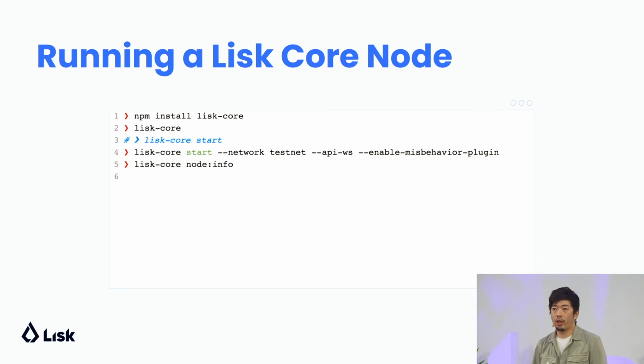If you want to connect to our testing network, you can do something like lisk-core start --network testnet. And if you want to expose a WebSocket communication, you can specify --api-ws. There are a lot more flags for the start command, and they are written in the help command or in our documentation.